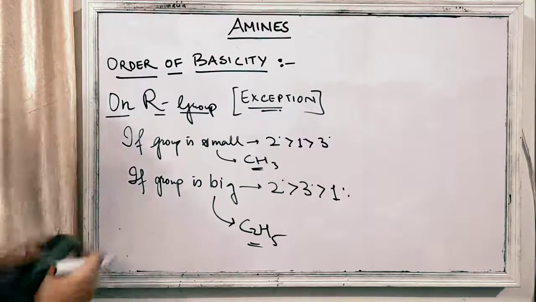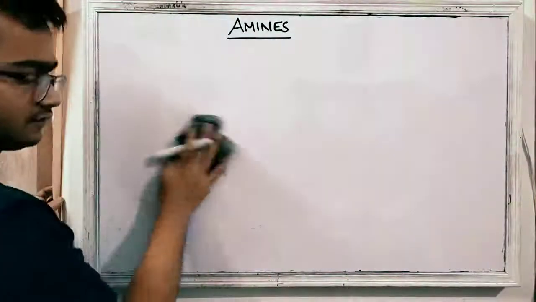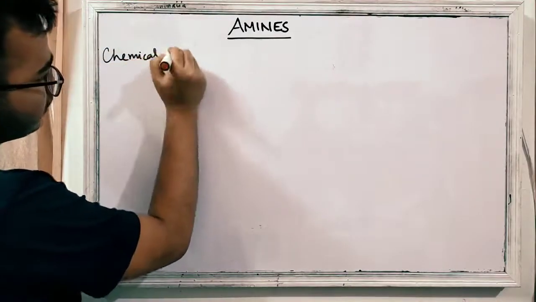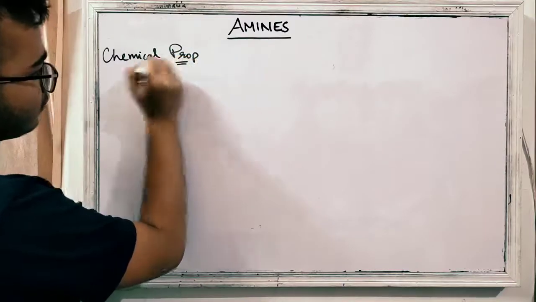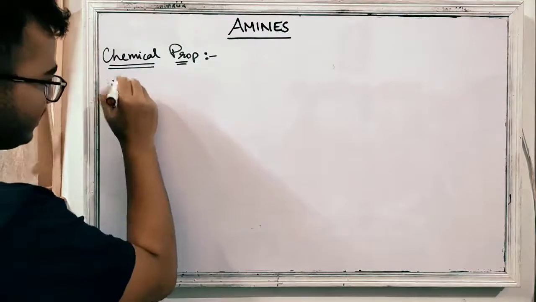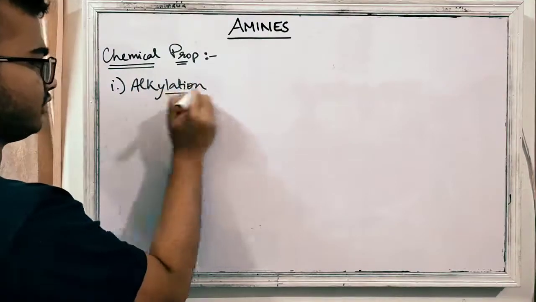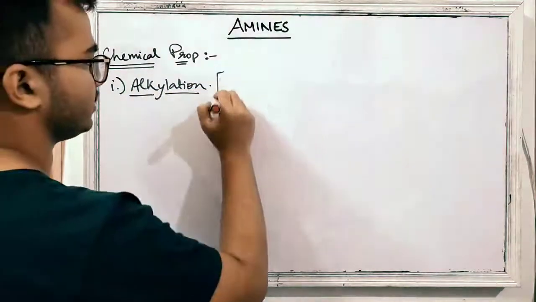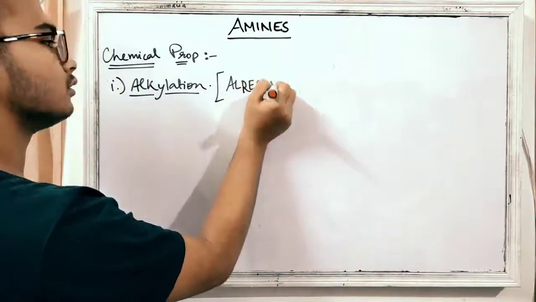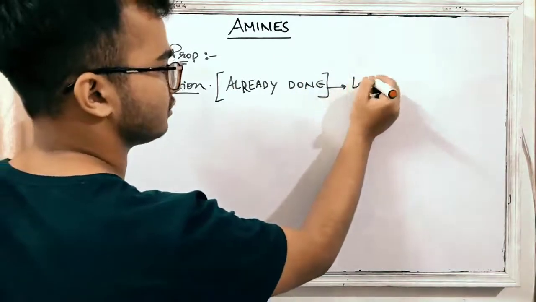Now under the chemical reactions, if you remember, the first property which comes is alkylation. So keep the heading chemical properties. The first property which comes is alkylation. Now, alkylation is already done in the method of preparation part. So I am writing here: already done, which is the Hoffmann ammonolysis, from lecture 1.